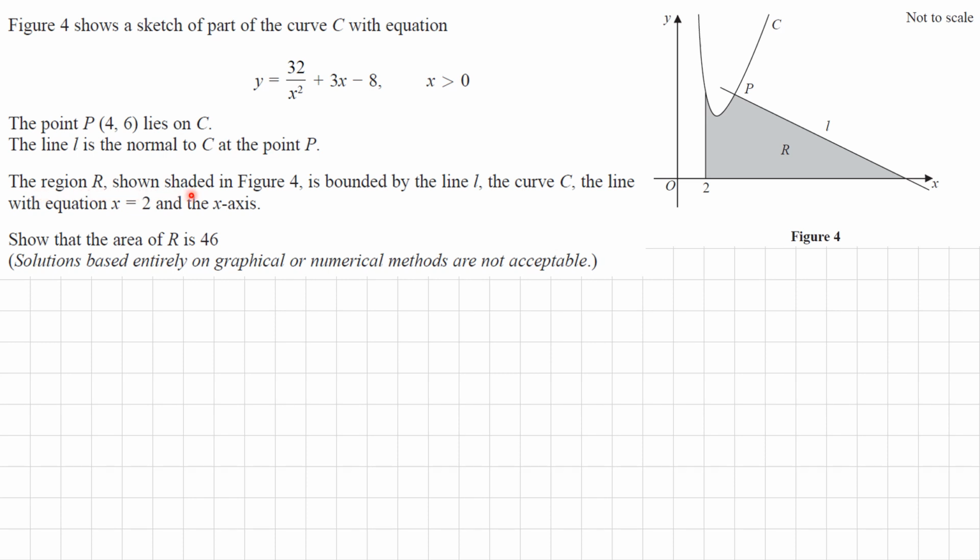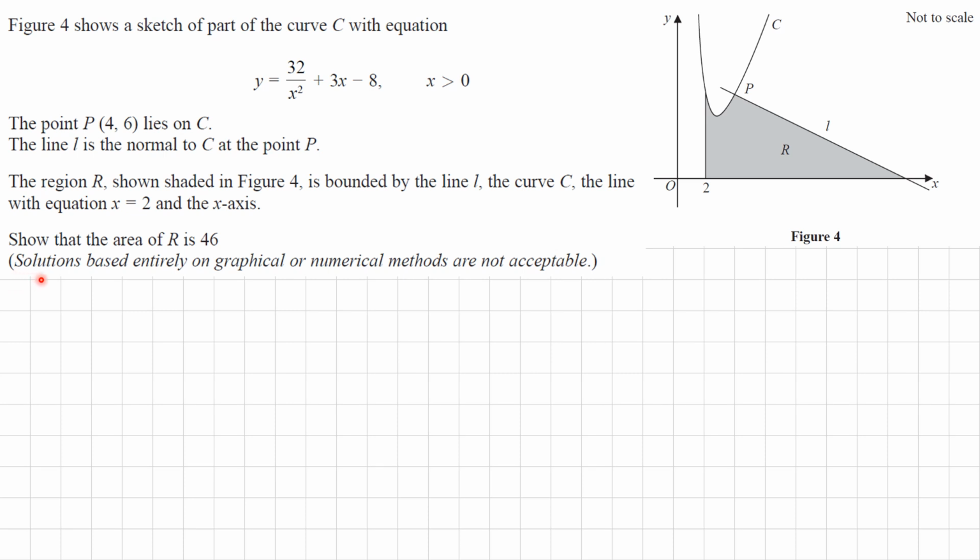The region R, shown shaded in figure 4, is bounded by the line L. So you could think of bounded as being the boundary, the outline, the perimeter of this region R. So the line L, the curve C is another part of the perimeter, the boundary of the shape. The line with the equation x equals 2, that's this line here, and the x-axis at the bottom. And what we need to do is show that the area of R is 46.